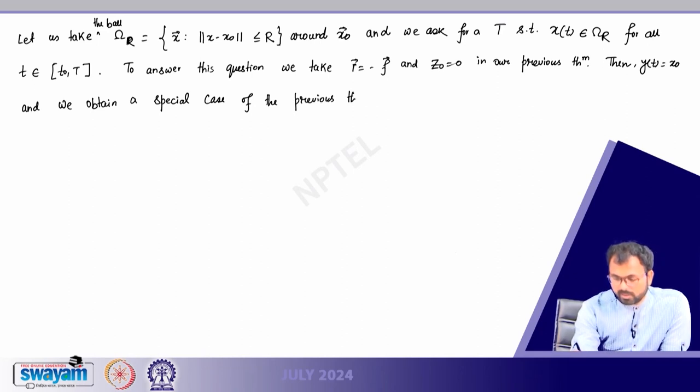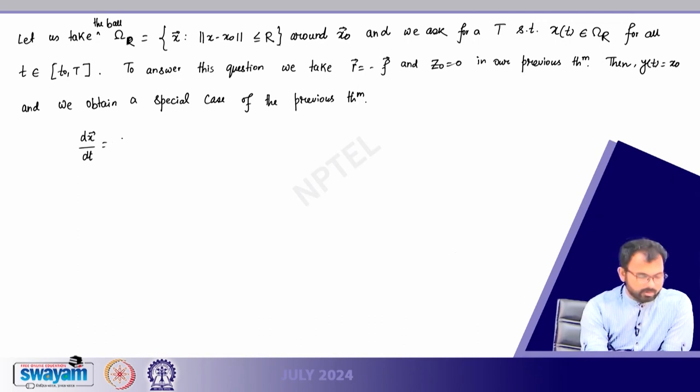Let me just quickly give you a recap of what the previous theorem was about. In the previous theorem, we had this problem: dx/dt equals f of t comma x, and we had x at t0 equals x0.